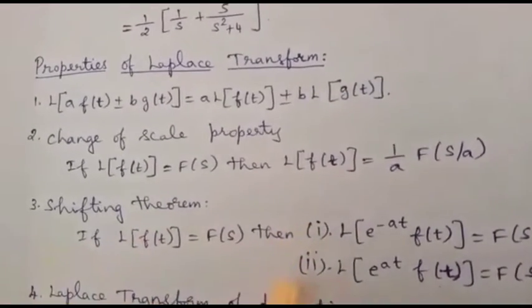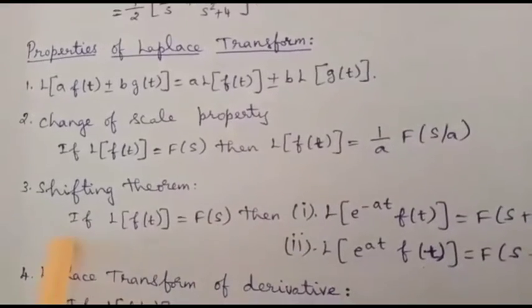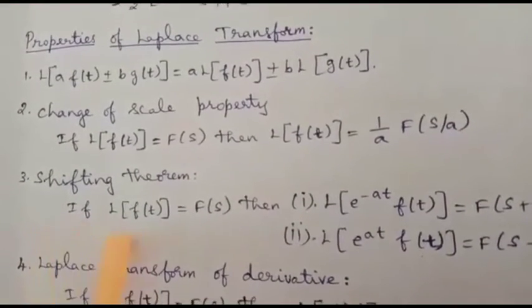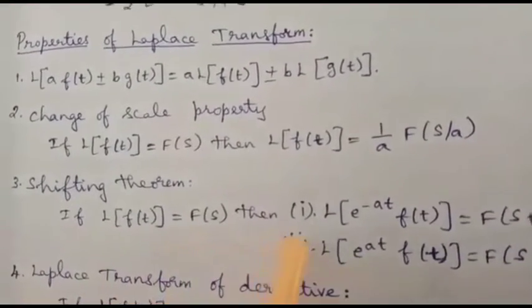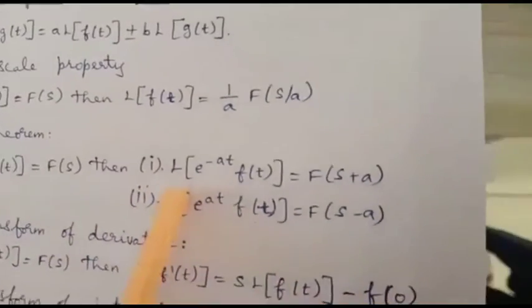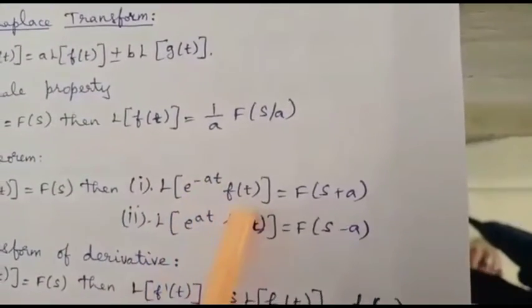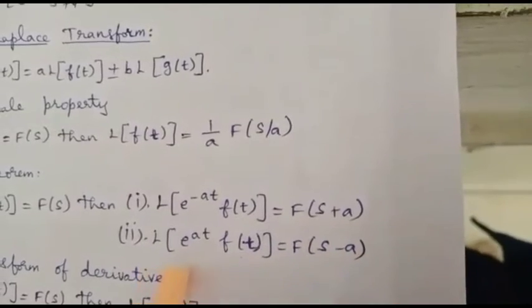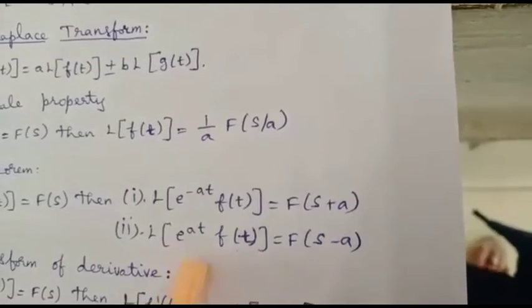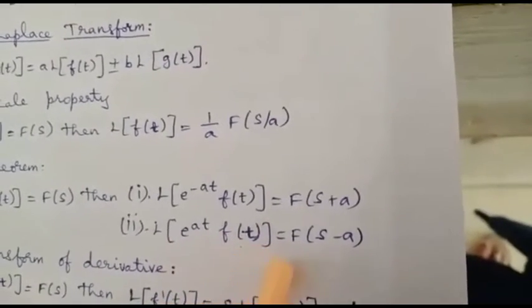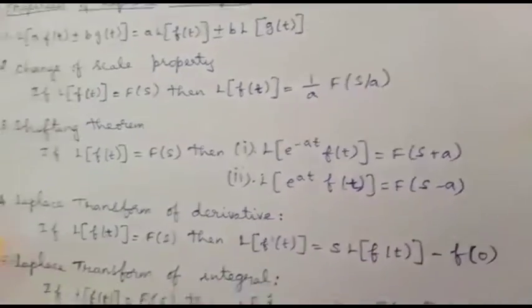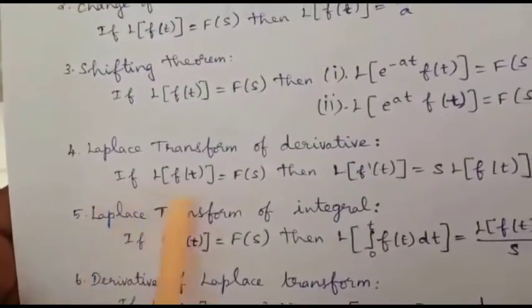Here there are two types of shifting theorem. The statement of the shifting theorem is: if L of f of t equals F of s, then the first condition is Laplace transform of e power minus at into f of t equals capital F of s plus a. The second condition is Laplace transform of e power at into f of t equals capital F of s minus a.